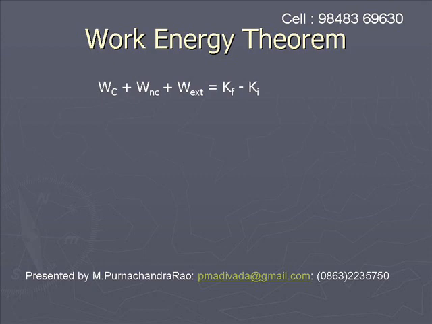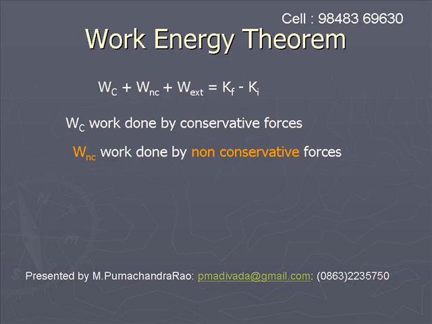WC plus WNC plus WEXT is equal to Kf minus Ki. This relation is to be understood like this. WC is work done by conservative forces. WNC indicates work done by non-conservative forces. WEXT represents work done by external forces. This is equal to Kf minus Ki.